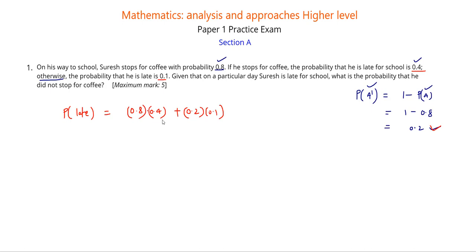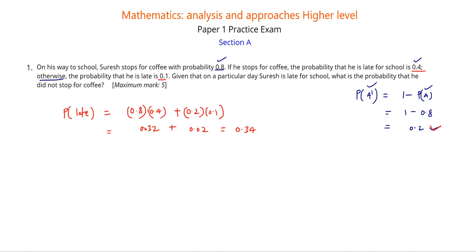Again, conditional probability. Here, why are we multiplying? The conditional probability says that the probability that one event happened, after that the second event is happening. In that case, we multiply them together. So the probability that he stops for coffee is 0.8 multiplied by he is late if he stops for coffee, 0.4, plus the probability that he does not stop for coffee multiplied by he is late if he is not stopping for coffee. Let's calculate that. This is 0.32 and this is 0.02, which is 0.34 total. That is the probability that he is late.